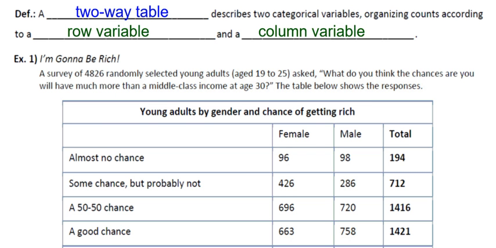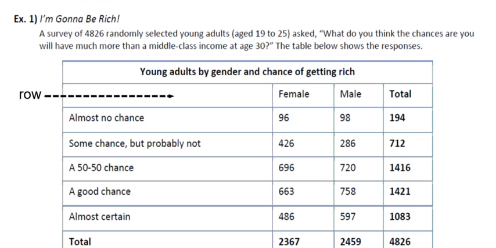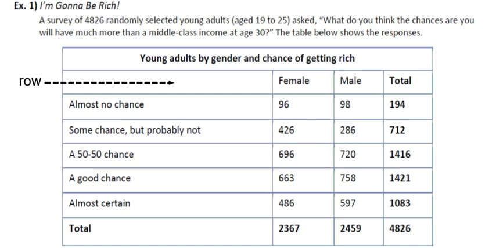So in the example below, a survey of 4,826 randomly selected adults were asked, what do you think the chances are you will have much more than a middle class income at age 30? So here, the row, it goes horizontal, and the row categories are almost no chance, some chance, etc. And then the column categories are female and male. So those categories represent the two different variables.